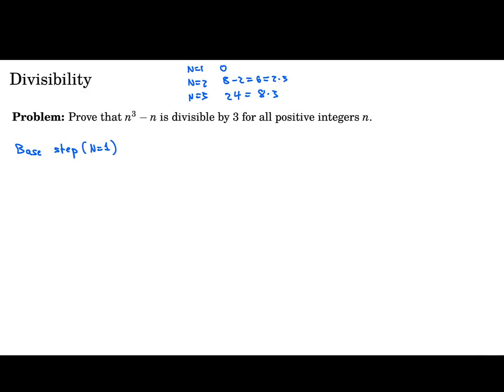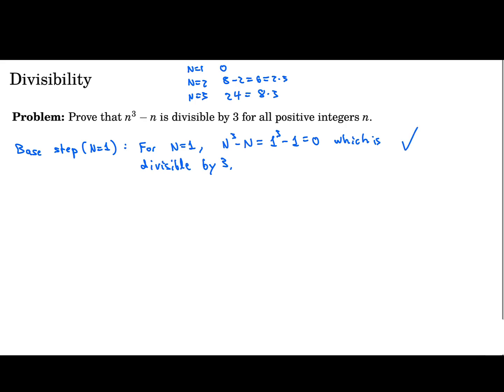We need to show that it's true for n equal to 1. So for n equal to 1, n cubed minus n is equal to 1 cubed minus 1, which equals 0, which is divisible by 3, right? So very good. The base step holds.